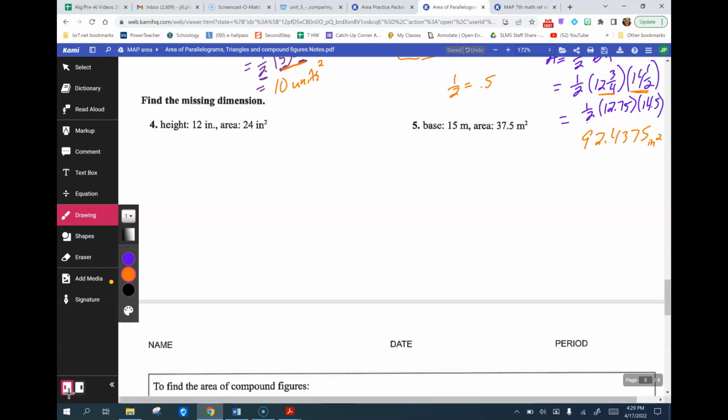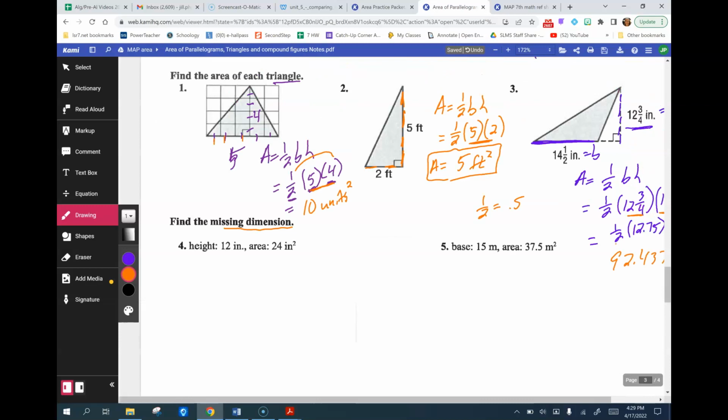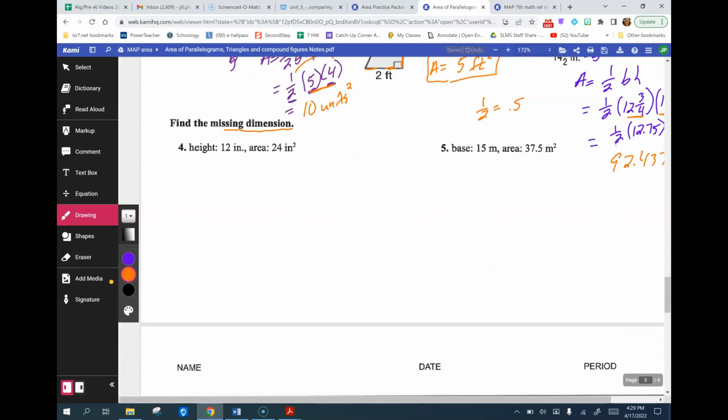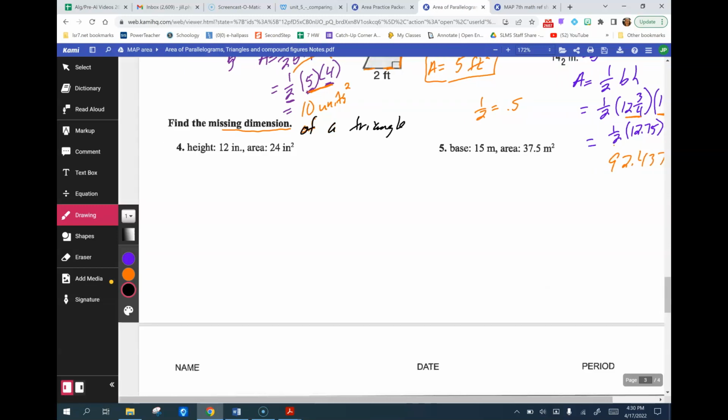We're going to find the area. No, we have to find the missing dimension. Well, I'm assuming we're talking about triangles. Those directions should have been a little better. We're going to assume they're talking about triangles. So it should say of a triangle. So that's what this should have said here. Of a triangle. We will make sure that it's clearer on other ones.